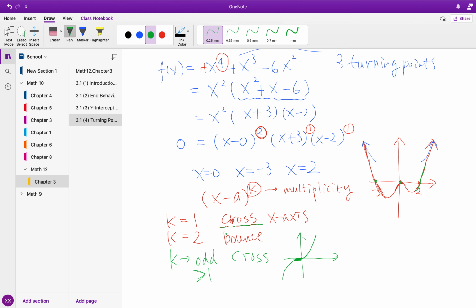All right. Now, if k is an even number, such as 2, it bounces. It does not cross. It bounces. All right. And we will talk about it a little bit further in 3.2.